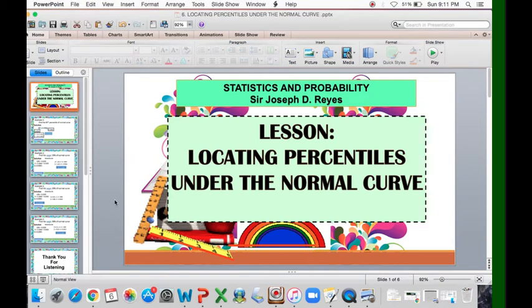Good day, everyone. Our topic for today is all about locating percentiles under the normal curve.